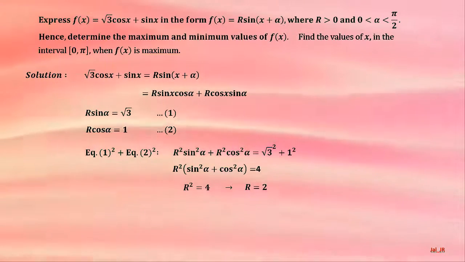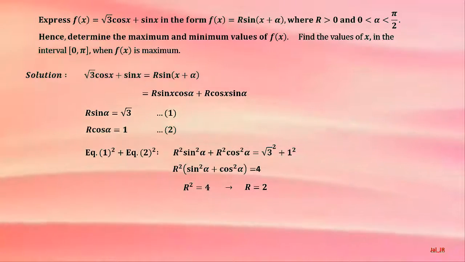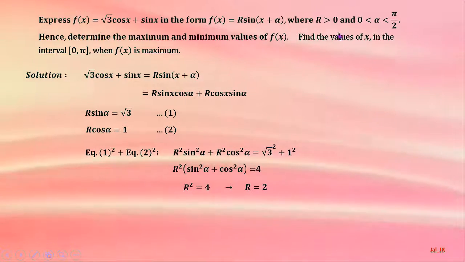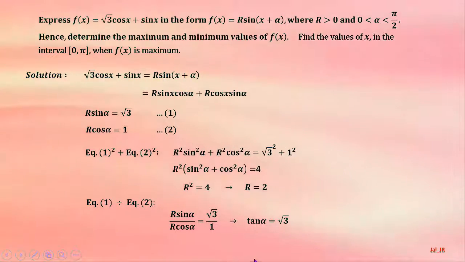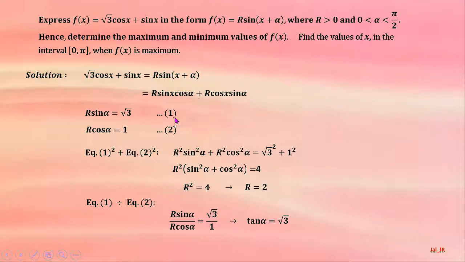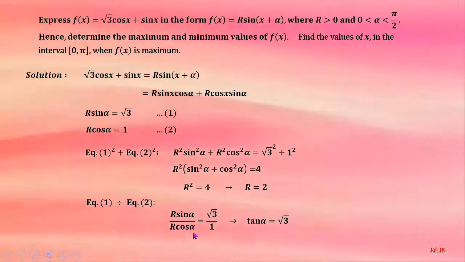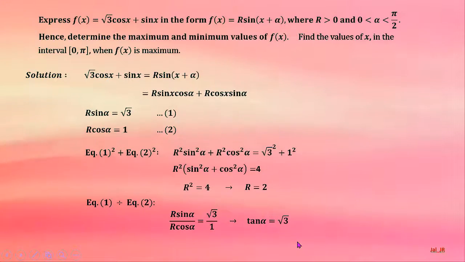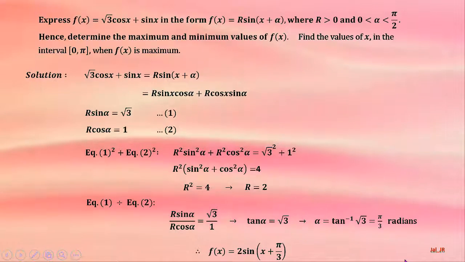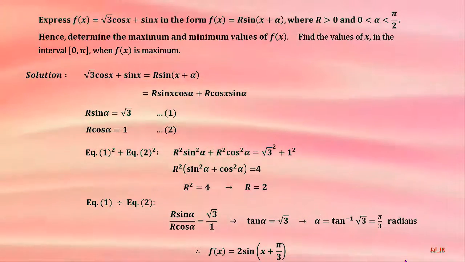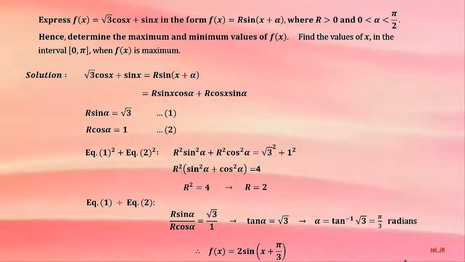R is plus or minus 2, but we chose the positive value, as requested in the question. Fourth step. Solve for alpha. To get tangent, we divide equation 1 by equation 2. Alpha equals pi over 3 radians. Finally, express f of x as a single term, 2 sine of x plus pi over 3. Now, we can determine the maximum and minimum value of f of x.